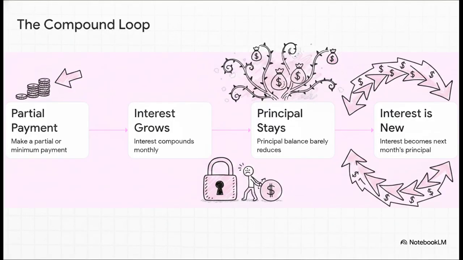What Sunita got caught in is called the compound loop. And it's a cycle of 4 simple, but honestly terrifying steps. Step 1, you make a partial or minimum payment. Step 2, the interest compounds monthly. Step 3, because of that heavy interest, the actual principal balance barely drops. And step 4, the truly fatal blow, each month's interest literally becomes next month's principal. Once you fall into this vicious cycle, you're paying interest on top of interest, which guarantees you stay trapped in debt for as long as humanly possible.